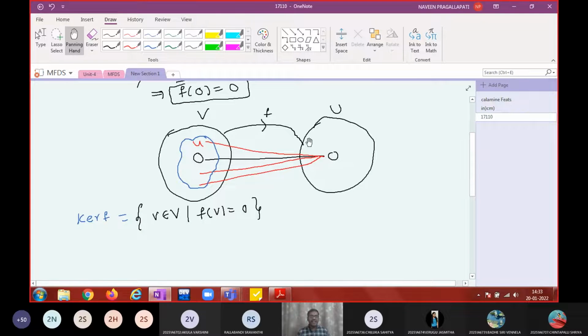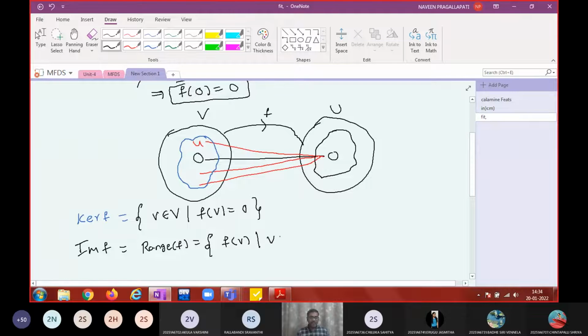Now every function will have a range, right? As we discussed earlier, every function will have a range. Obviously 0 is an element of range. This range of f is called the image of f, which is nothing but range of f. Obviously we know range is a subset of U. What do you mean by range? Range is a collection of images. What is the image? Image is f of v such that v belongs to capital V. You collect all images of the function, that is said to be the image of the function.